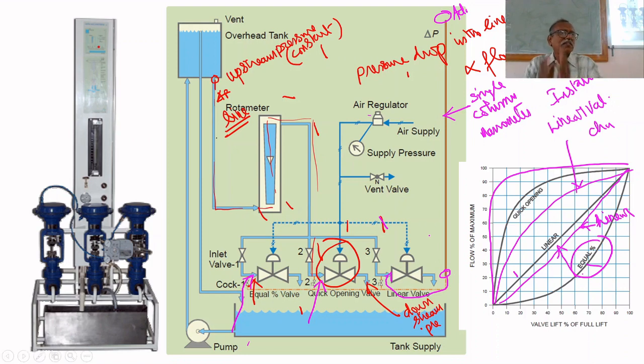If the pressure is more, there will be a water column. One scale is placed here to measure the height of that water column. So we can know the pressure in terms of water column.